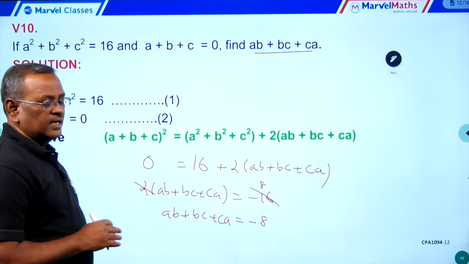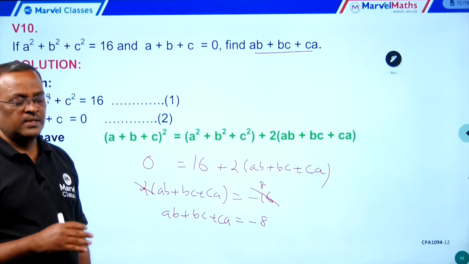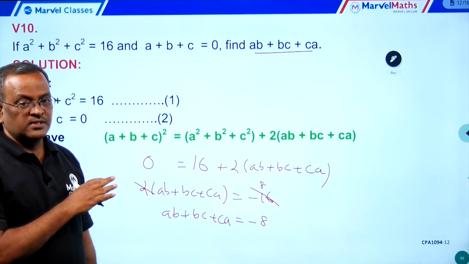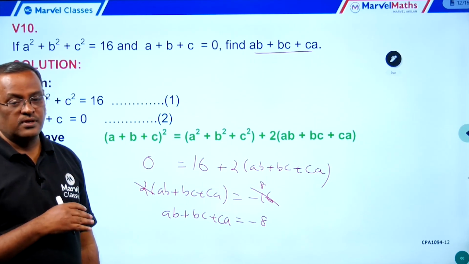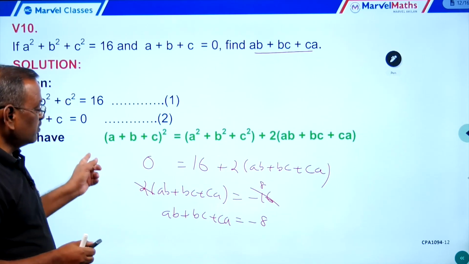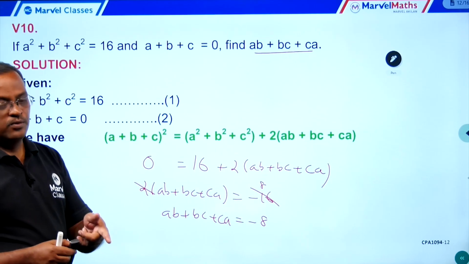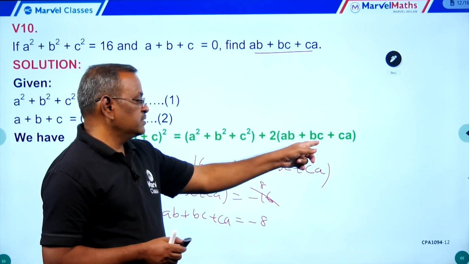So for almost all the identities you have this type of numericals, but these are all standard questions. We have tough questions also, but I'll teach in the next video. Okay, so very important, out of three groups, if any two groups are given, find the third group. Here the missing group is ab plus bc plus ca.